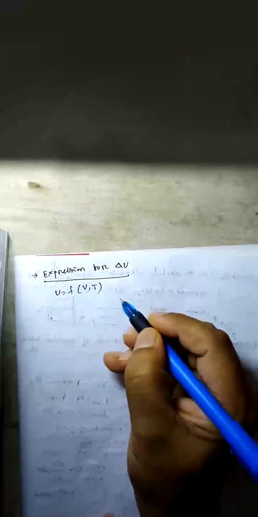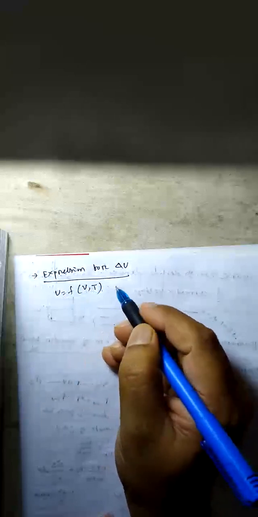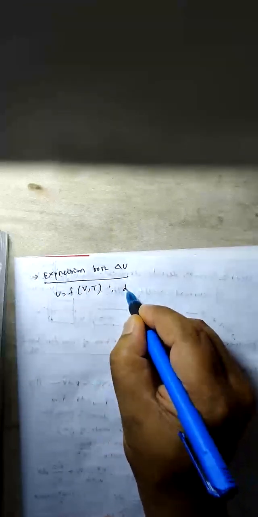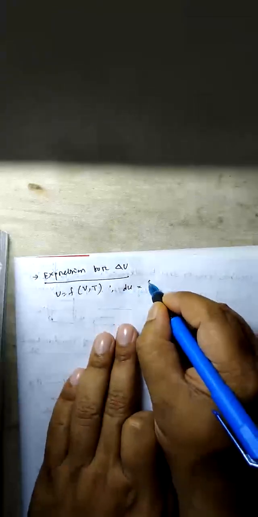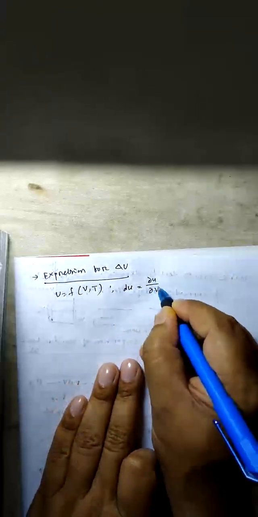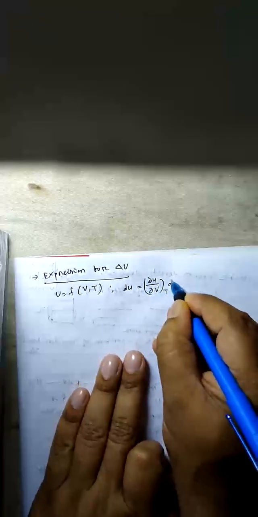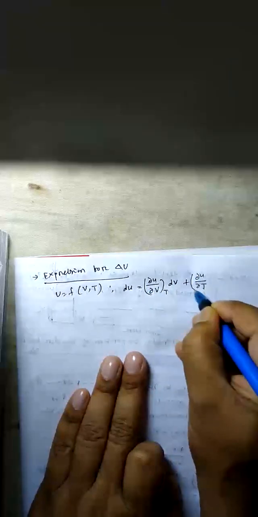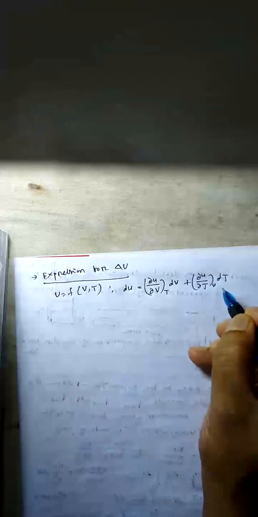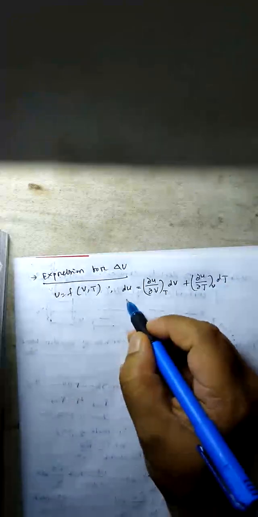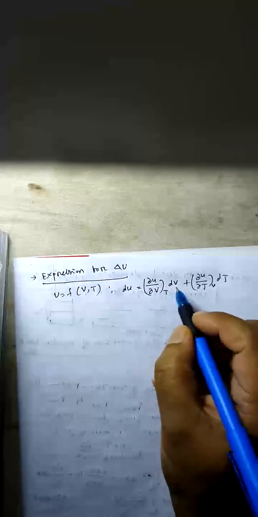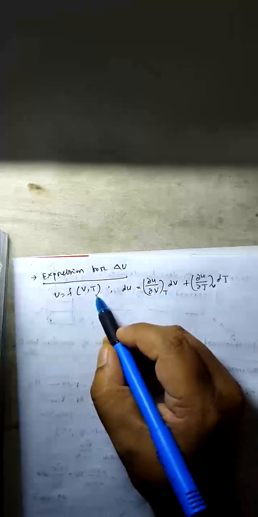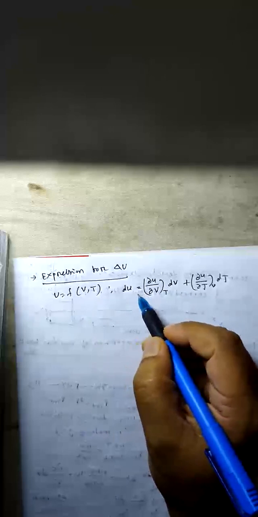We know that internal energy is a function of volume and temperature. That means if we want to find dU, we get dou U by dou V at constant temperature times dV, plus dou U by dou T at constant volume times dT. This is the small change in internal energy. U is a function of volume and temperature.